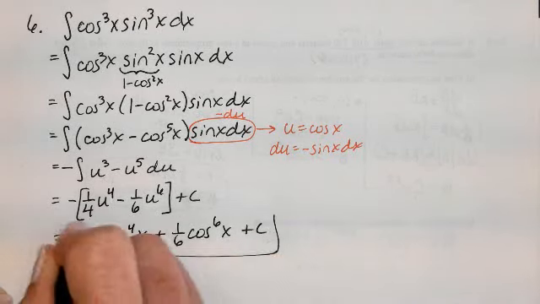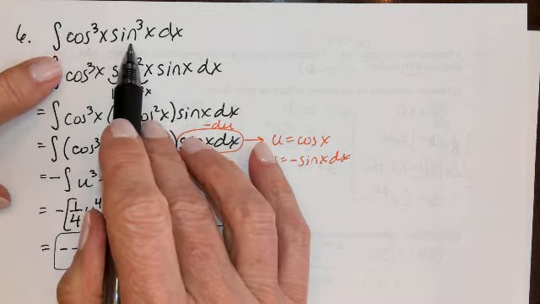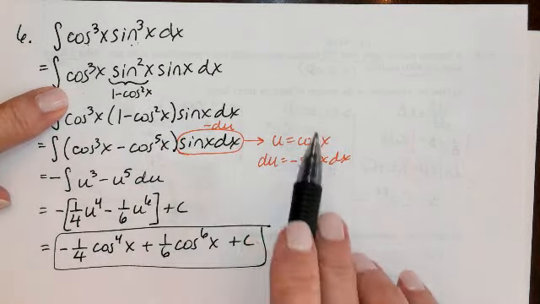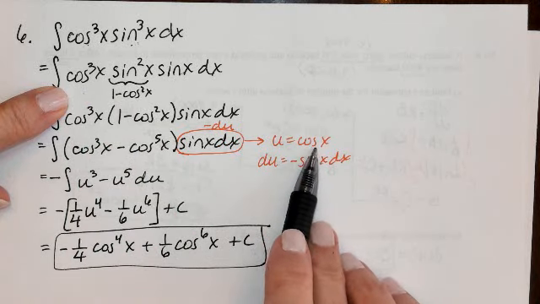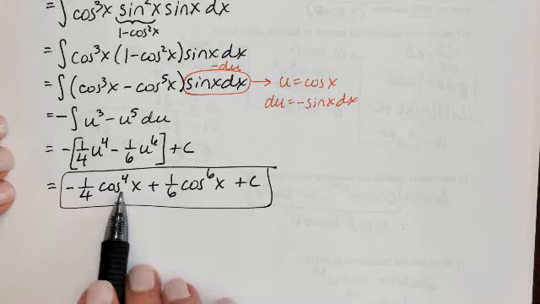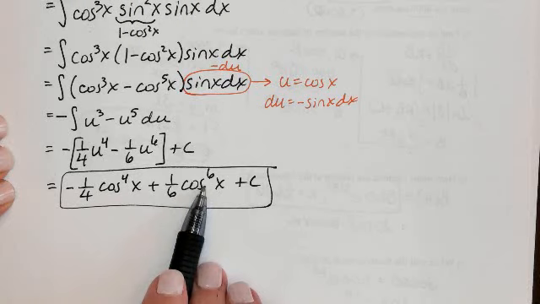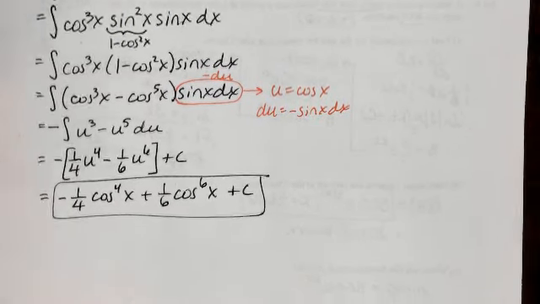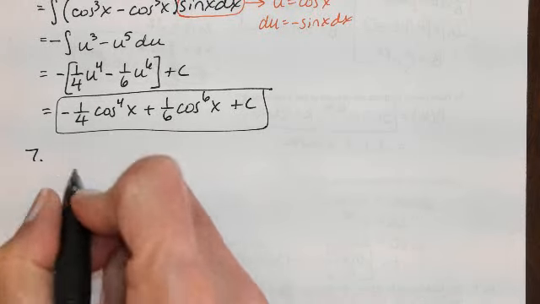Now we could have done this using, instead of keeping a sine, we could have kept a cosine, and then our u would have been sine x rather than the cosine x here. In that case, our answer would be in sines rather than cosines. Okay? So again, you can have equivalent answers like that. Okay. Example 7.